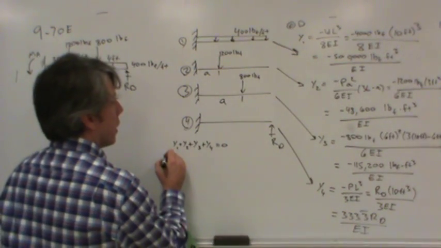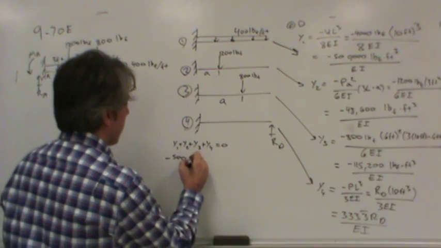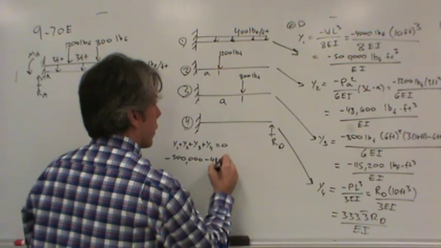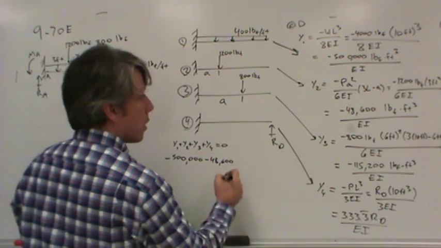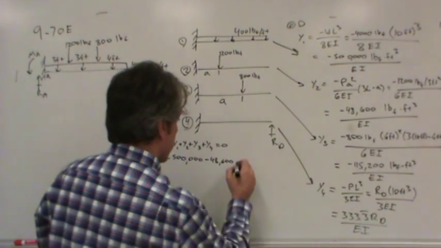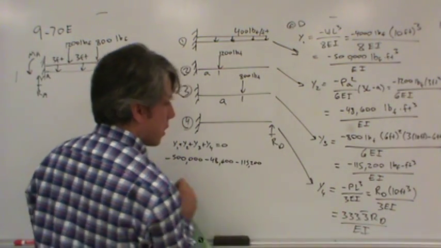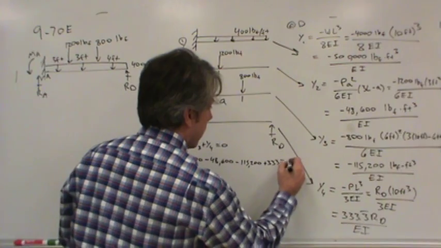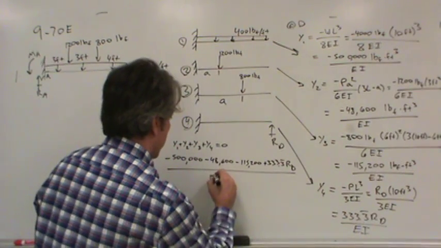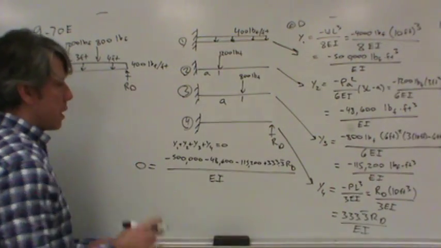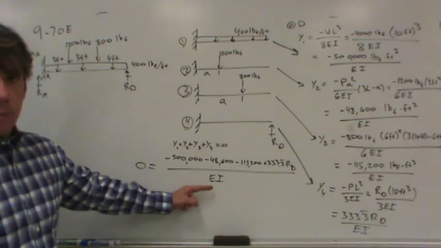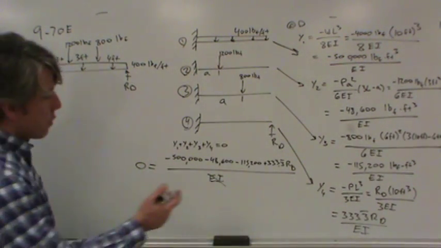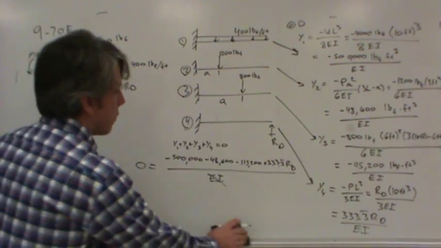So that would be negative 500,000, and then minus 48,600, minus 115,200, plus 333.3 repeating R D over EI. Now all of this has to come up to 0. Do you see that the EI doesn't matter? We can cancel it out by multiplying through by EI. And this is an equation that would allow us to solve for R D.